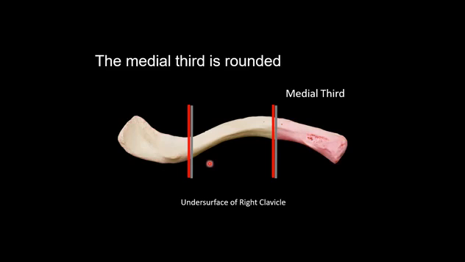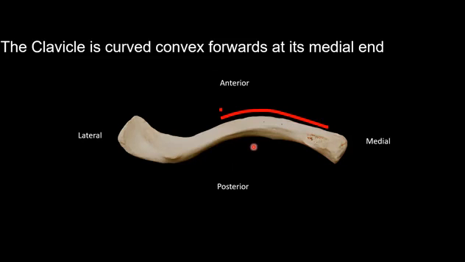So it has the lateral end, we have the medial third, and we can also call this the medial 1/3, the lateral 1/3, and the middle 1/3. We normally describe it as such. So the medial third is actually rounded, as I've said before, and then of course you now have the seemingly rounded middle part as well.